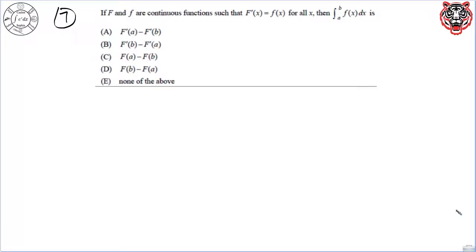Moving on to number 7. If capital F and lowercase f are continuous functions such that capital F prime is equal to f for all x, then this integral is what? So this is basically saying I can go backwards and I can get capital F. If I go backwards, I can get this capital F.